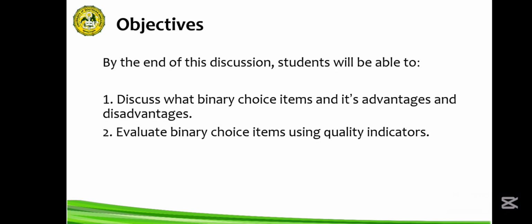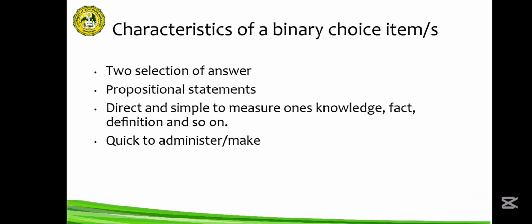So, our objectives are: number one, discuss what a binary choice item is, its advantages and disadvantages. Number two, evaluate binary choice items using quality indicators. A binary choice item is when students select an answer from only two response categories. For example, true or false, yes or no, agree or disagree, fact or opinion, and so on.